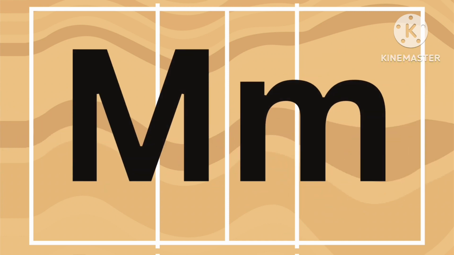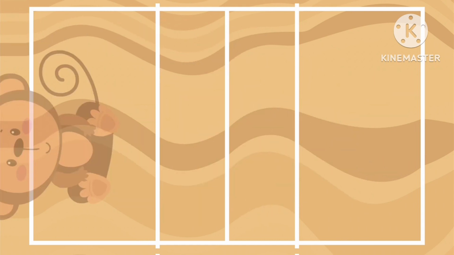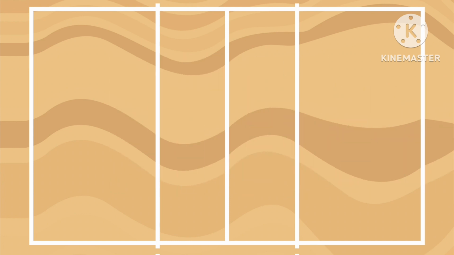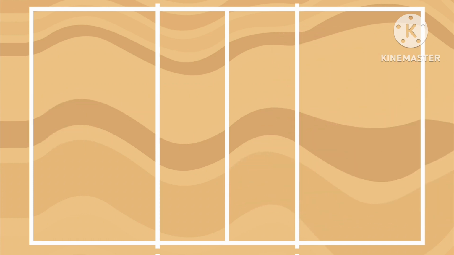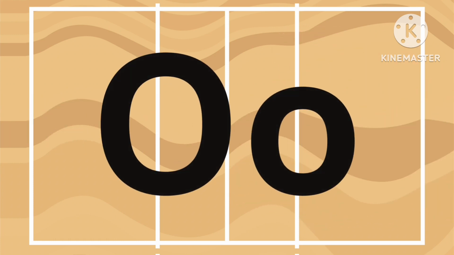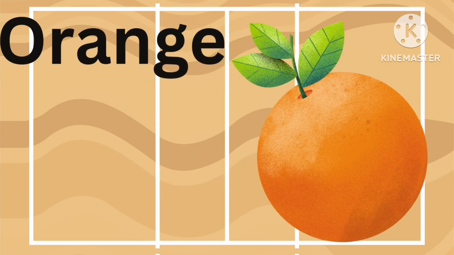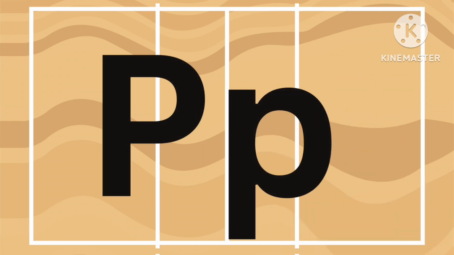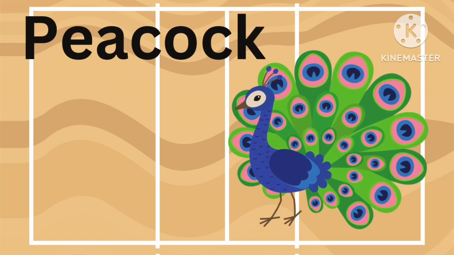M. M for monkey. N. N for nose. O. O for orange. P. P for peacock.